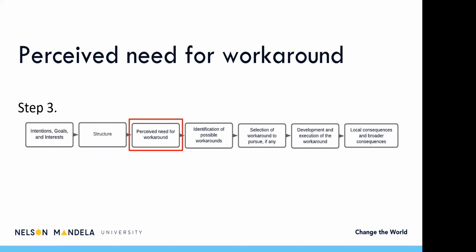Step 3, perceived need for the workaround. This step is based on the performance goals of procedures, system structure constraints, as well as the employee goals. This need for the workaround can come from a perceived obstruction that the employee encounters when trying to achieve their goal.